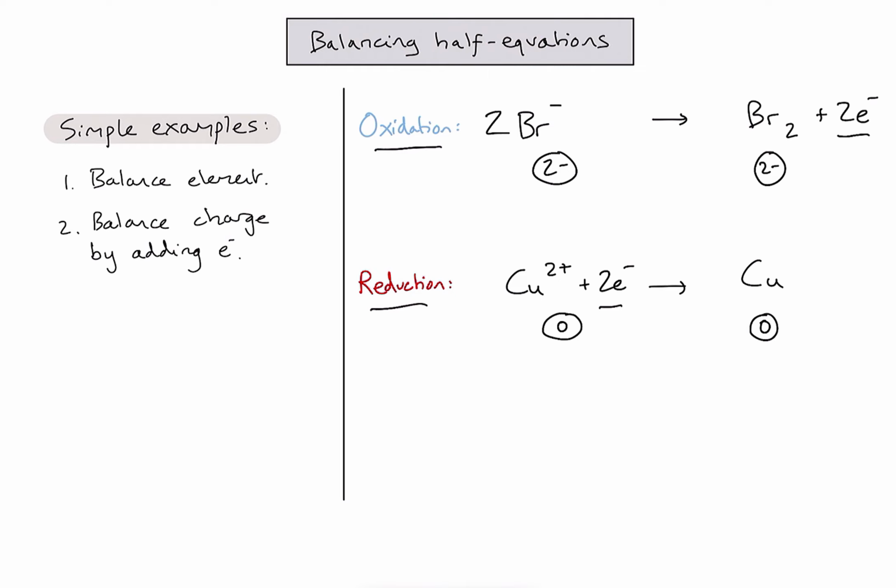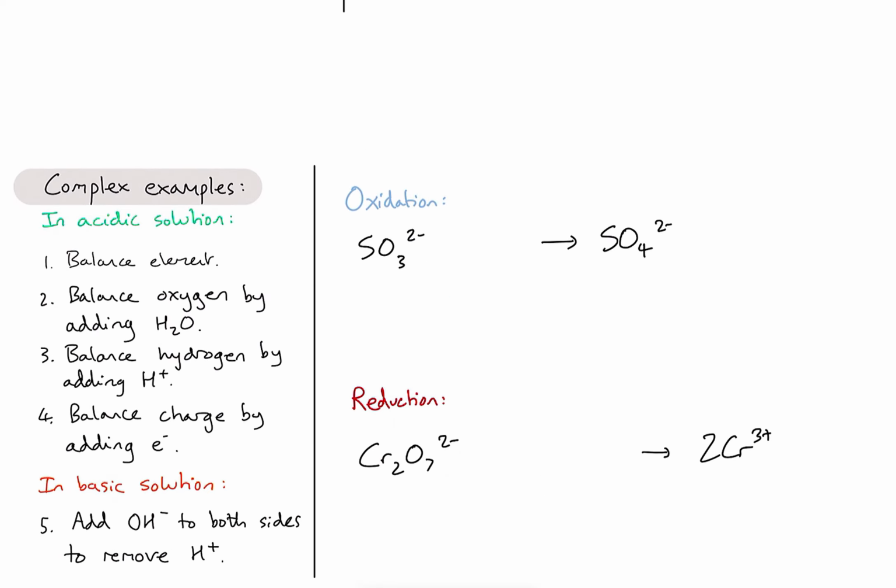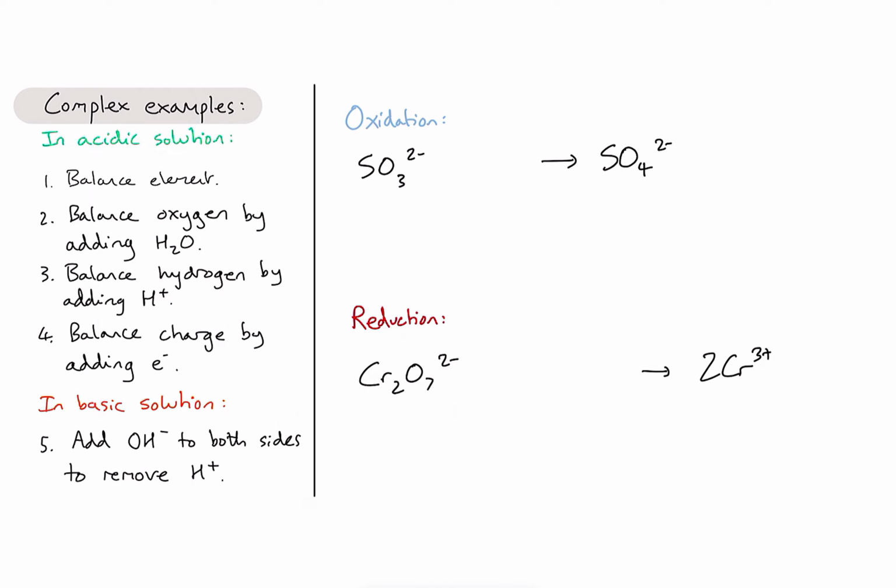Let's now have a quick look at some more complex examples. These are more complex because they contain more than one element in the half equation. To balance these complex examples, we are carrying these reactions out either in acidic solution or sometimes in basic solution. This means that to balance my equation, at some stage I will be able to add water to one side, and I will also be able to add H plus or OH minus to both sides, because we have an acidic or a basic solution.